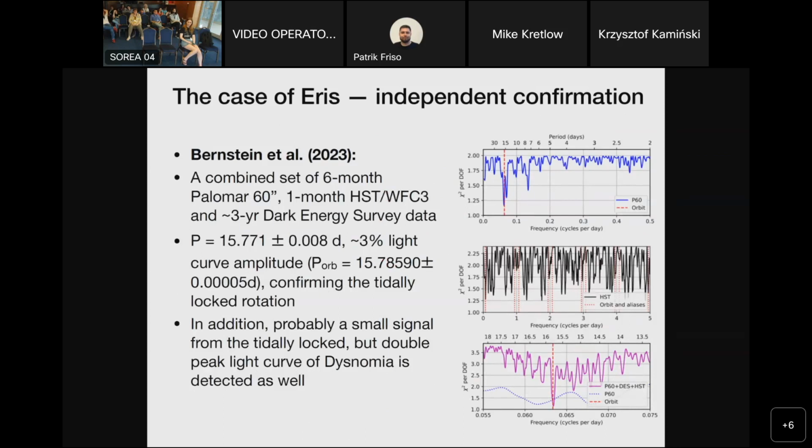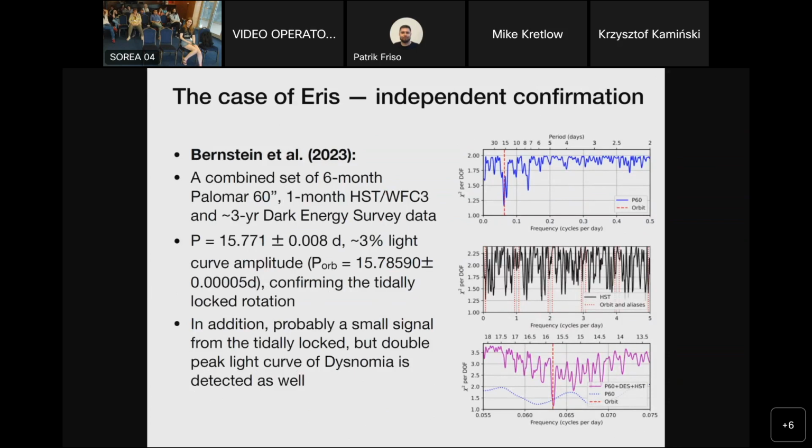This came out, of course, and a few days after our paper appeared on astro-ph, we were contacted by an American group, and they gave a completely independent confirmation of the tidally locked rotation of ERIS.